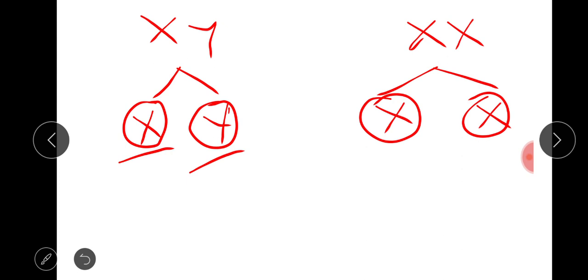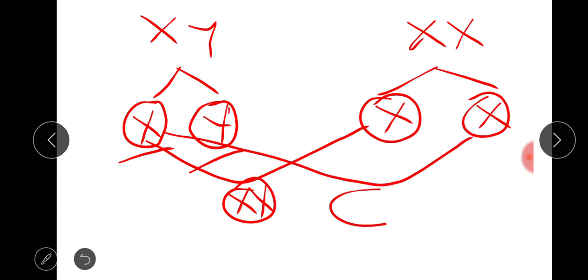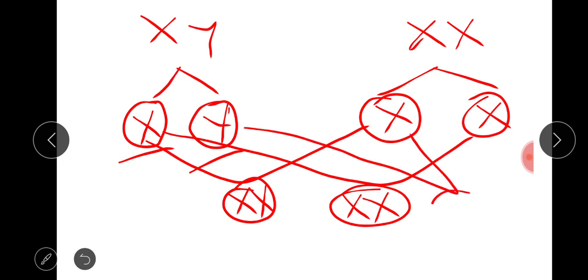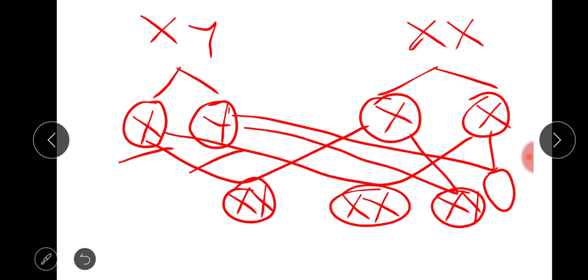Now when there is fusion of these gametes, suppose this and this gamete fuse, then it produces the zygote which contains XX chromosome. If this and this fuse, again an XX containing zygote will be produced. But if this and this gamete fuse, then it produces the zygote which has XY, and similarly this and this, it also produces the zygote which has the chromosomes XY.